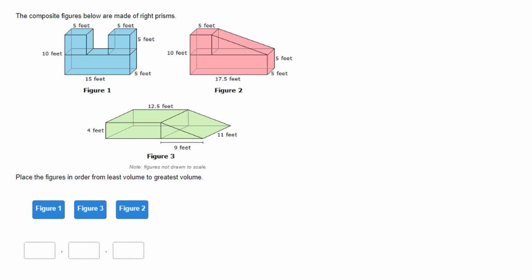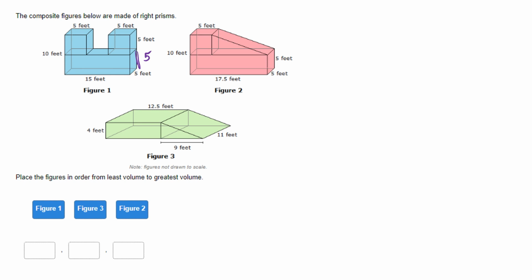Place the figures in order from least volume to greatest volume. Okay, so I'm going to have to write small on here to fit all three figures on this page. Okay, but we're going to start over here with figure 1. So we've got the volume of this first figure. We know that all up and down is 10, and halfway right here it says it's 5. So that means the bottom part is also 5 right here.